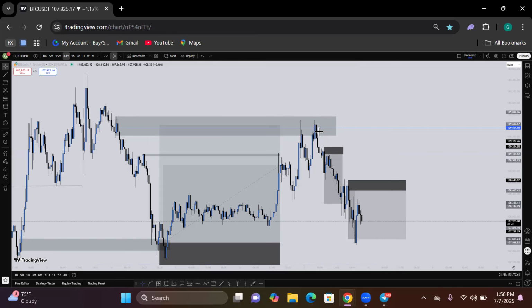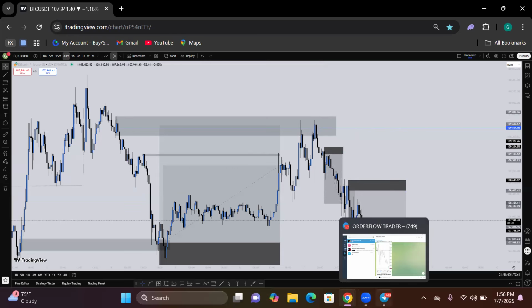Now, continuation setups will make sure that you stay on the right side of the market, and your risk in the market is so low, with little to no exposure to catching a falling knife, or trying to short when the market is still very bullish, right? So how were we able to scale through this?